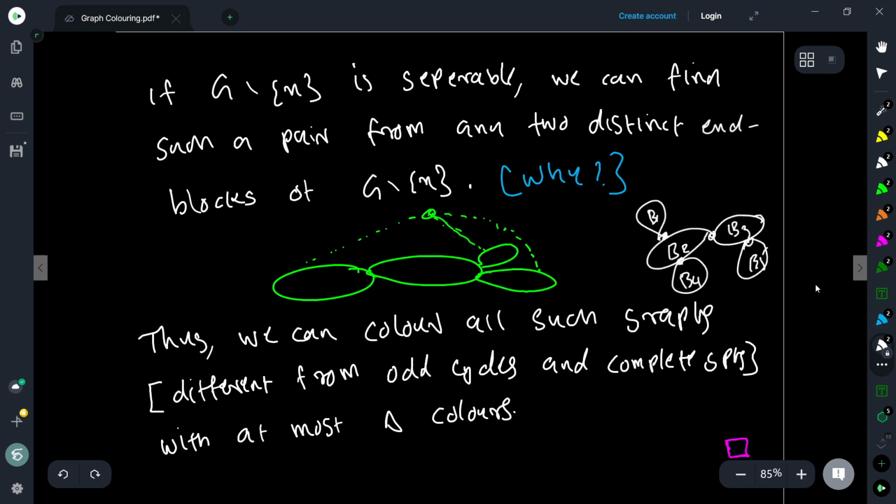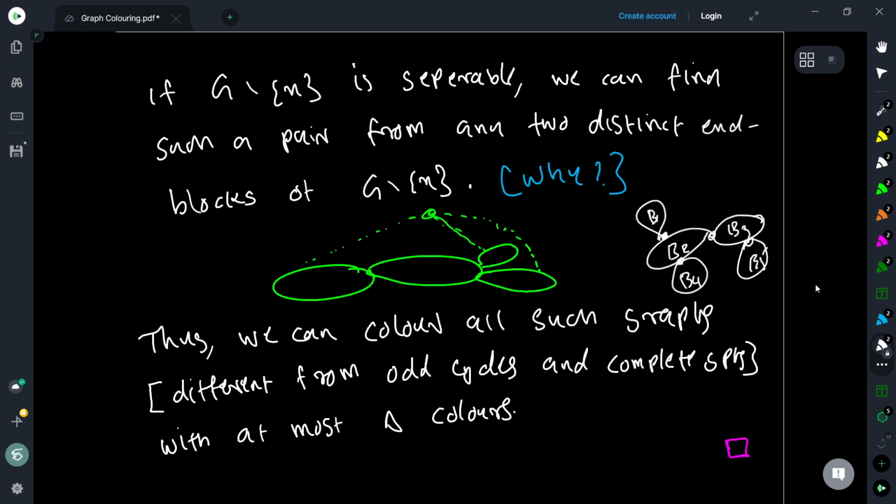The blocks, and the blocks are connected by cut vertices, right? Now, if a block has only one cut vertex of the graph incident to it, then that is called an end block. Okay? And one can show that if a graph has a cut vertex, it has at least two end blocks.